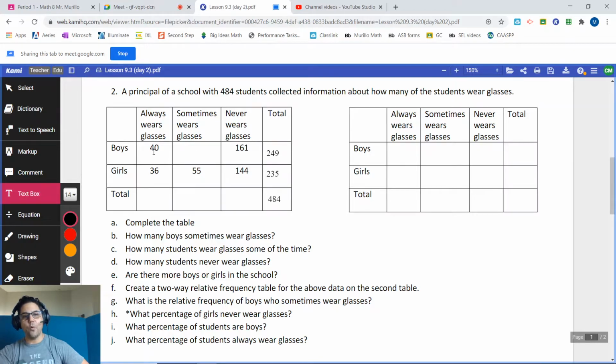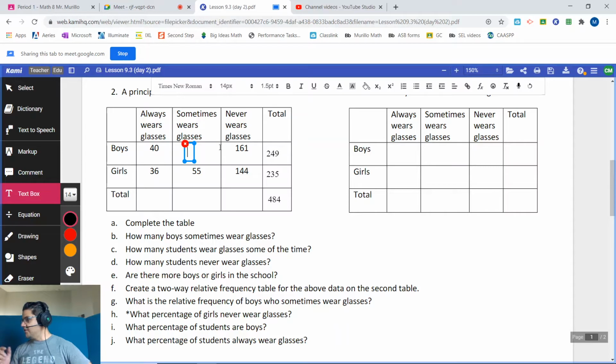Or you can say 40 plus a missing number plus 161 is equal to 249, and you can find your missing number that way. So we're going to use the 249, and we're going to go ahead and subtract 161 and subtract 40. And that's going to give us a 48.